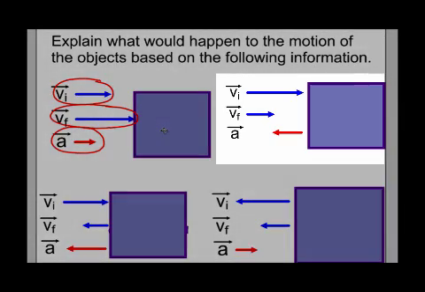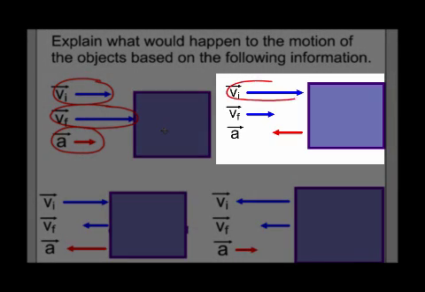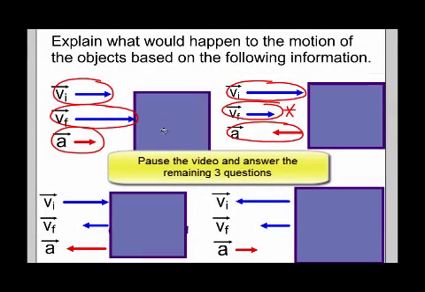So this second one says I have an initial velocity to the right, a final velocity to the right, but an acceleration to the left. Also important is that the final velocity arrow is smaller than the initial velocity arrow. So what would happen to that object in that case? Pause the video right here, and then I'll reveal the answers for you in a second.